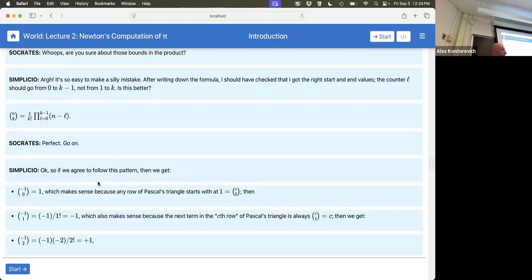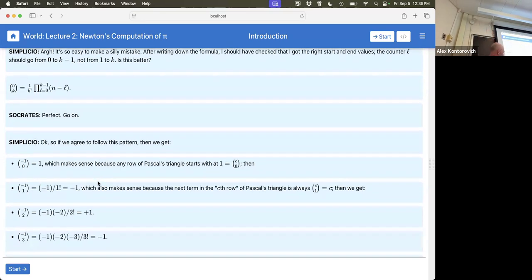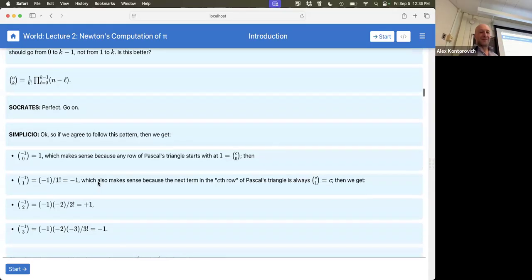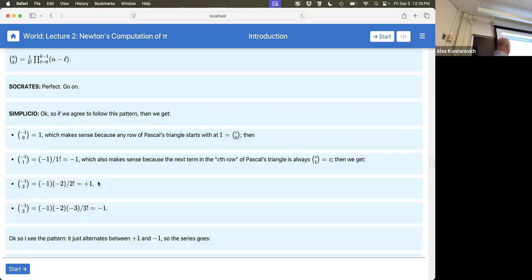What about -1 choose 2? That's n times n minus 1 divided by 2 factorial. There's a 2 factorial on top, 2 factorial on bottom, and 2 minus signs. We get +1. Does that make sense? How about -1 choose 3? n times n minus 1 times n minus 2, all divided by 3 factorial. Again, we have a 3 factorial on bottom and on top and 3 minus signs. So that's a -1. Simplicio says, I see the pattern just alternates between plus and minus 1.